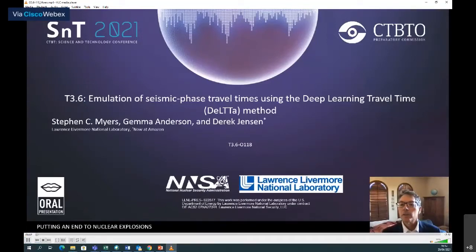Computationally efficient emulation of full physics calculations is an important application of artificial intelligence and deep learning methods. It is this type of application that I will be talking about today, and specifically, it is the application to seismic phase travel times computed using a global three-dimensional model, with the goal being to speed up the calculation so it can be used in an operational system or interactively by analysts.